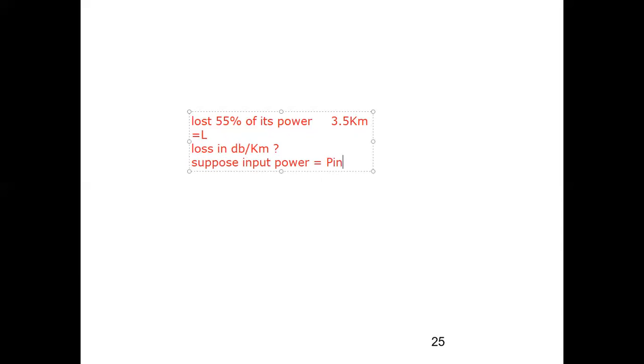55% is lost, so your P out will be equal to only 45%. Now 45% in numbers is 0.45 times your P in. So now I have a relation of P out and P in.